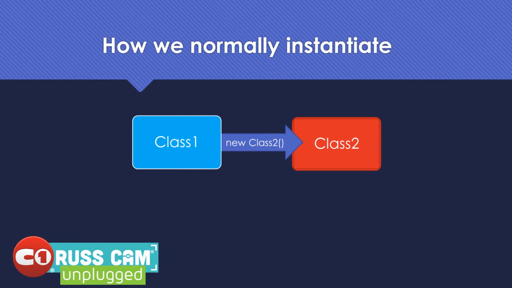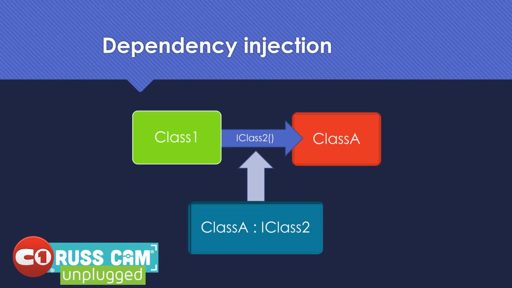So here's how we normally instantiate a class. If Class 1 needs to use Class 2, it uses a new of Class 2, right? It says create a new Class 2. And actually, those become tightly coupled to each other. With dependency injection, Class 1 is going to say, I need an instance of IClass2. But what happens is dependency injection says, I'm not going to give it to you. I'm going to give you Class A, which implements IClass2, and that's what you're going to get. But Class 1 never knows that. It thinks it has an IClass2.